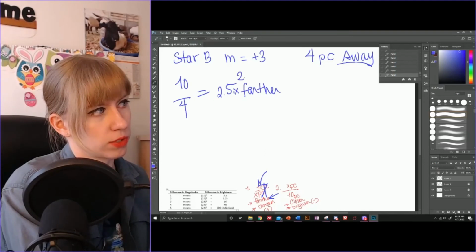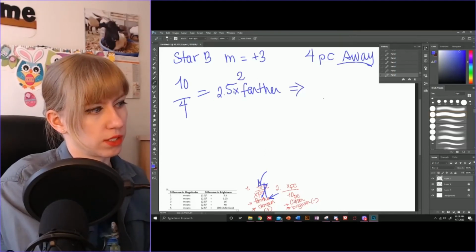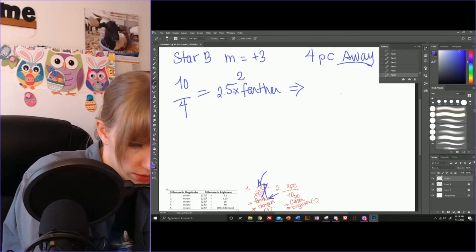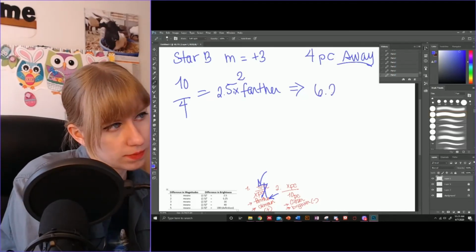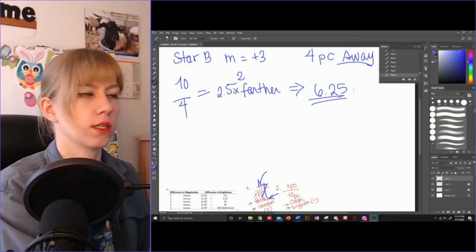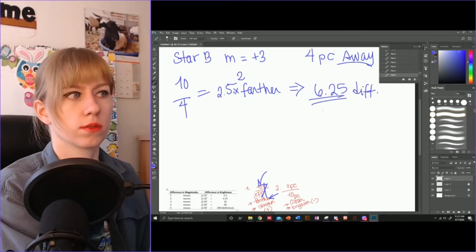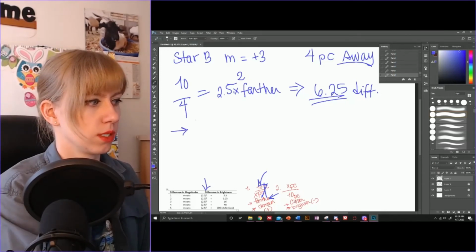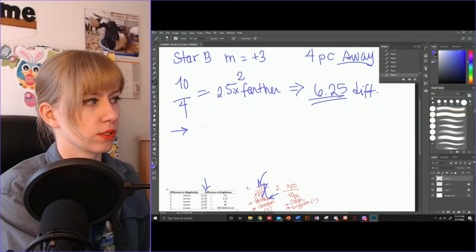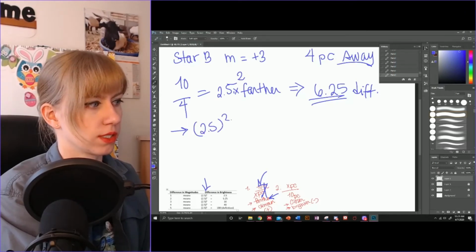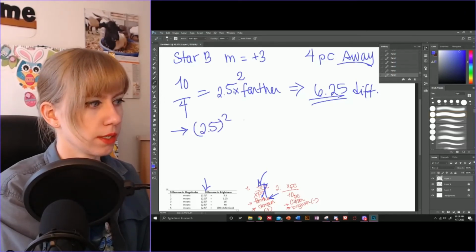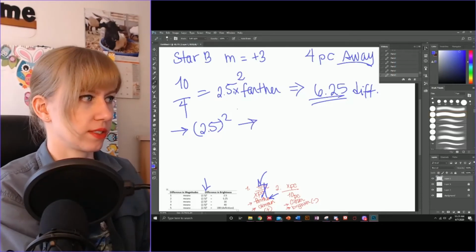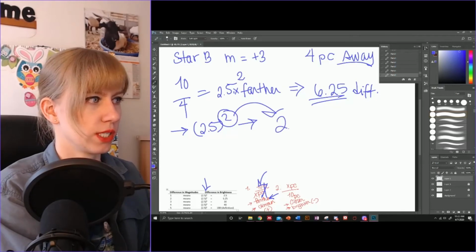Okay, and don't forget we have to square it in order to get our difference in brightness. So our difference in brightness is going to be a total of 6.25. Okay, that is our difference in brightness. So now let's turn that into an exponential form. 6.25 is going to be 2.5 to the second power. Okay. And so now we're going to keep going with that. 2.5 to the second power, which means our difference in magnitude is 2.